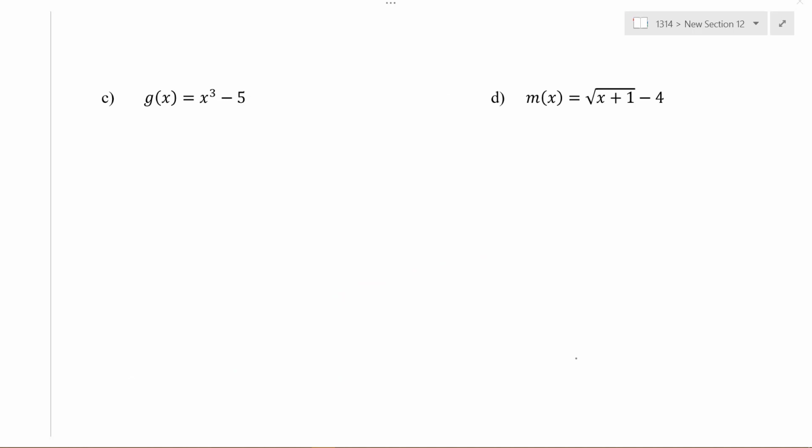Let's look at example part C. We have g of x equals x cubed minus 5. When I read that function, what name of one of our basic shapes did we say? Okay, so you heard cube. So step 1 is to identify the basic shape that's used in this function. And so that's our cube function.